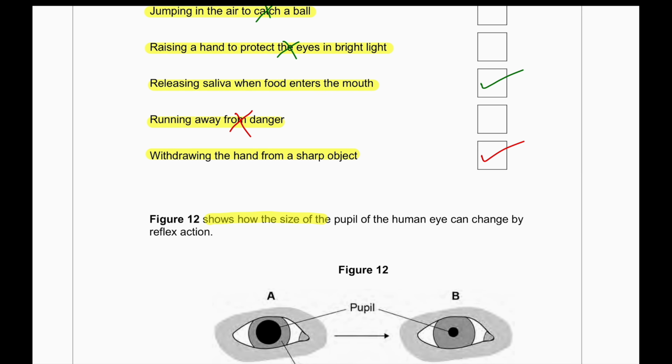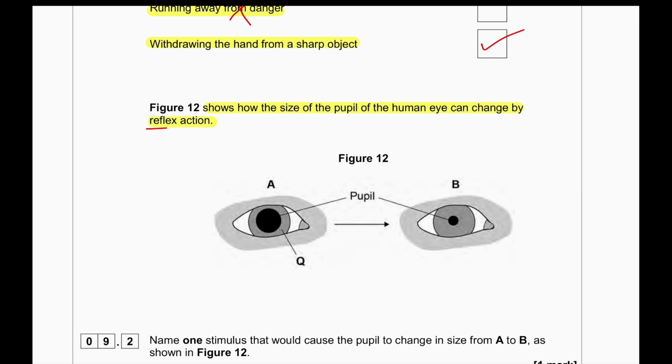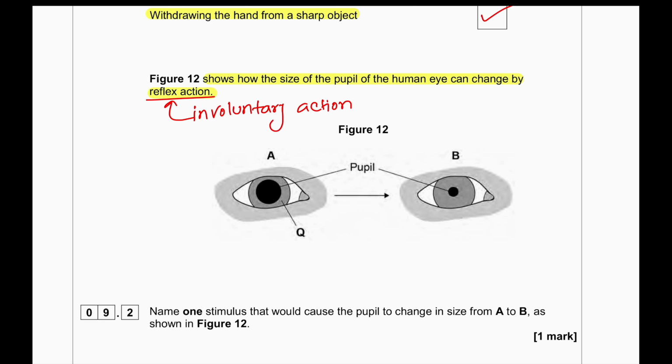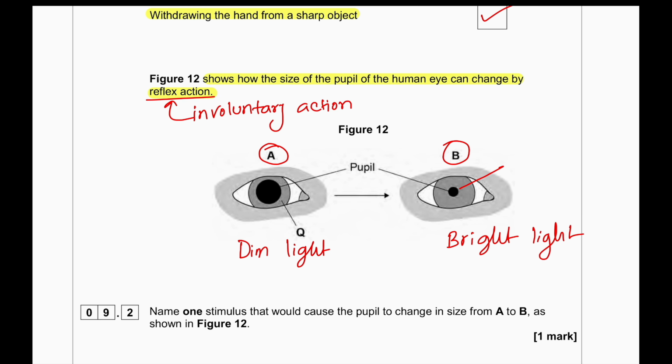Figure 12 shows the size of the pupil of the human eye and how it can change by reflex action. By the way, whenever talking about a reflex action, remember that reflex actions are involuntary actions. So in the portion for Q, we can see that in the condition for person A, the person is in dim light. And in B, we can see the person is viewing in bright light. How can we tell? We can see the pupil is smaller, which indicates bright light. In person A's eye, we can see the pupil is larger.